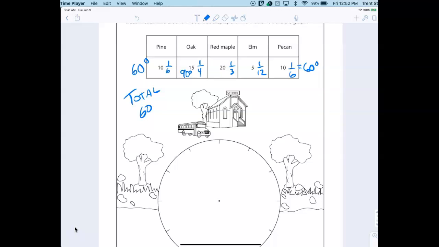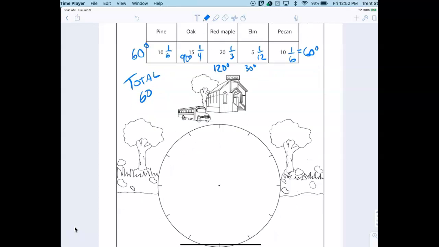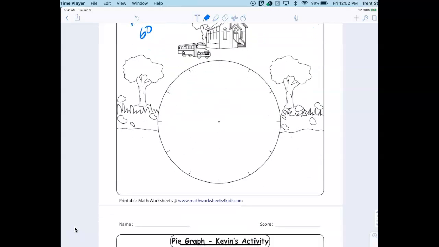So now I'm talking about red maple. Tell me about red maple. 120 degrees. So everybody needs to put 120 degrees next to the red maple. And finally, the elm tree, 30 degrees. I told you this wasn't that hard. Now we have to do the graph up here.